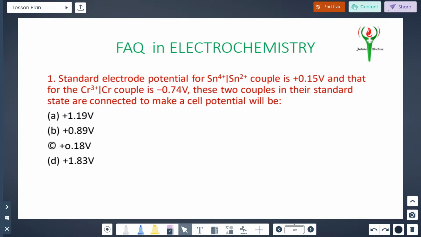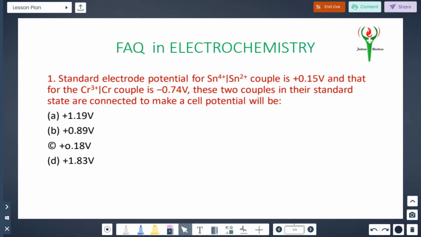See the first sum, all of you. Standard electrode potential for tin 4 plus to tin 2 plus couple is 0.15 volt, and that for the chromium 3 plus to chromium couple is minus 0.74 volt. These two couples in their standard states are connected to make a cell potential.